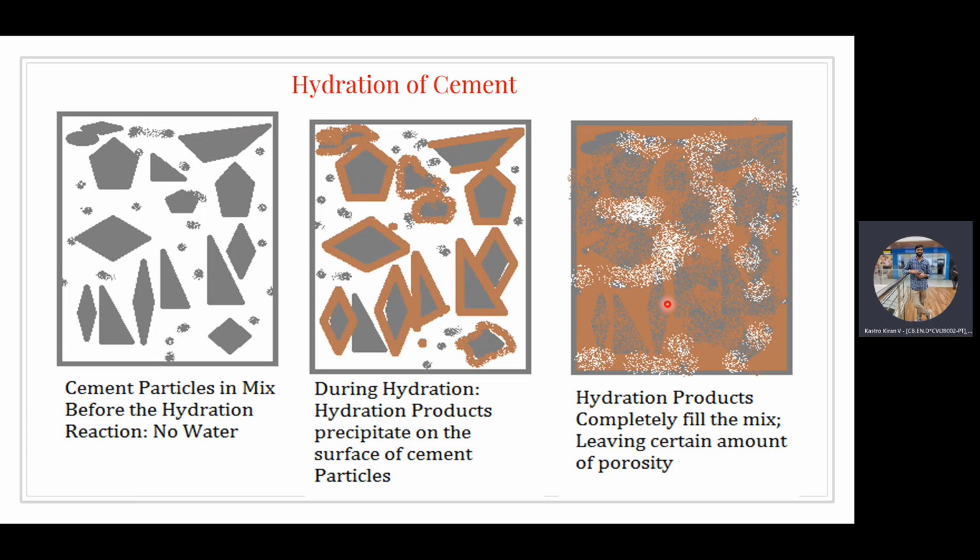Along with the hydration products, they will also leave a certain amount of pore spaces in between the cement particles. It is not that complete hydration products are getting formed. Even once the hydration products are formed, we are also going to experience certain pore spaces. All the white color patches are called pore spaces. So that's how the hydration reaction will happen over a period of time. I hope it is clear now.